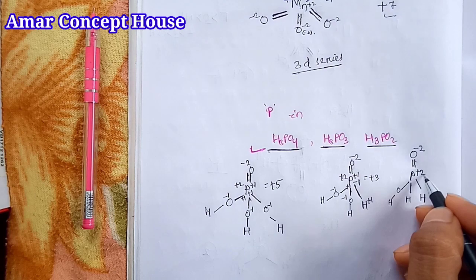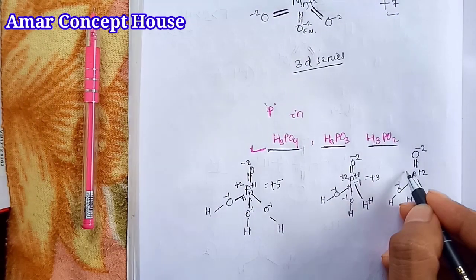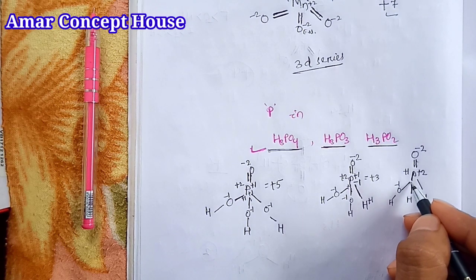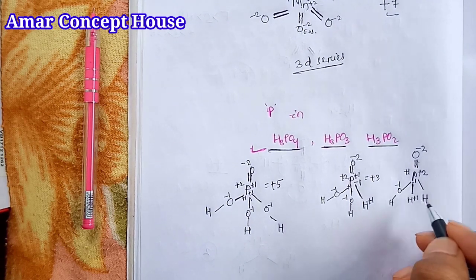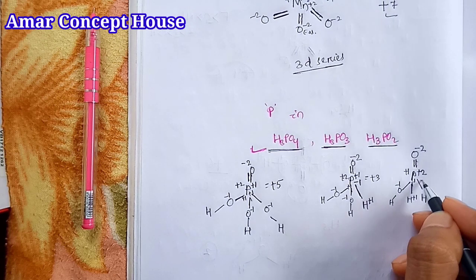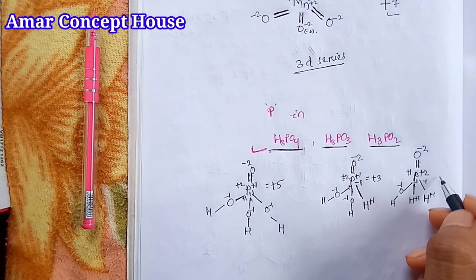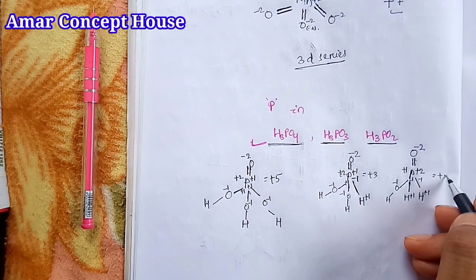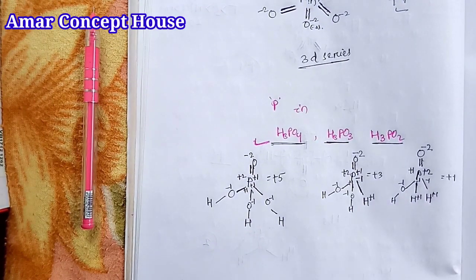Now come to the hypophosphorus acid. For this bond, oxygen gets -2, phosphorus +2, this one -1, this one +1. Now in between, phosphorus is more electronegative, so assign -1 over phosphorus and +1 over hydrogen. And similarly for this, now what is the total formal charge? Equals +1. 2, 3, 1 cancel to +1. Clear?